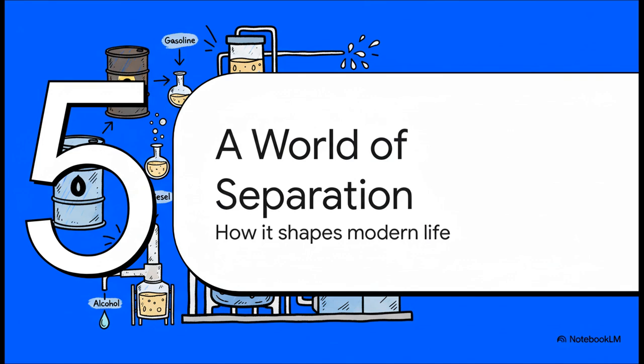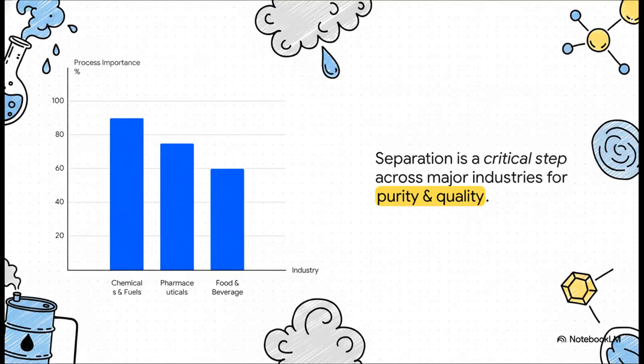Okay, we've been deep in the science, so let's pull back and see just how massive the impact of this one fundamental idea really is on all of us. I mean, just take a look at this. Making chemicals and fuels is almost completely dependent on getting separation right. But it doesn't stop there. Life-saving medicines, and even the food and drinks we have every day, all of them rely heavily on these processes for purity, for safety, and for quality.